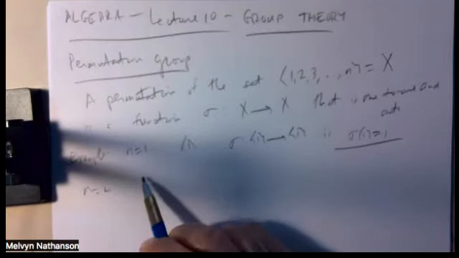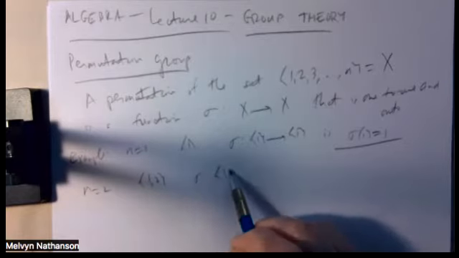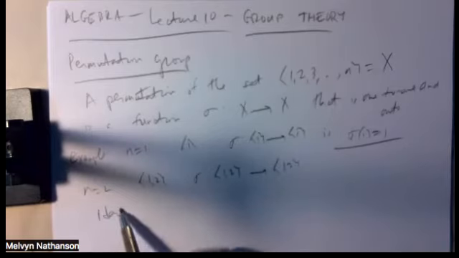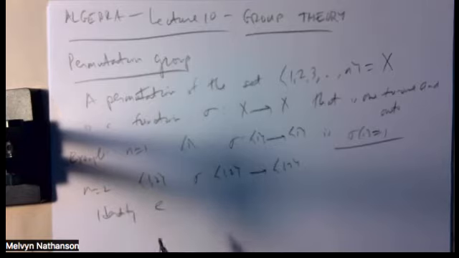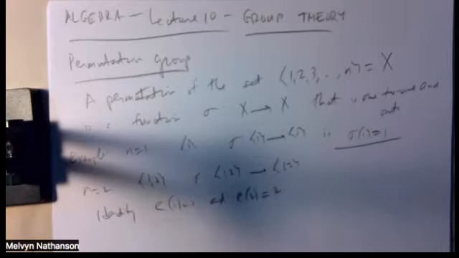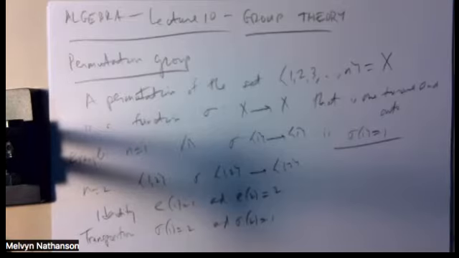What about n equal 2? There are two functions, sigma, from this set to itself. One of them is the identity function, let's say e, where e of 1 equals 1 and e of 2 equals 2. And the other is the transposition, where sigma of 1 is 2 and sigma of 2 is equal to 1. So this just flips 1 and 2 around.